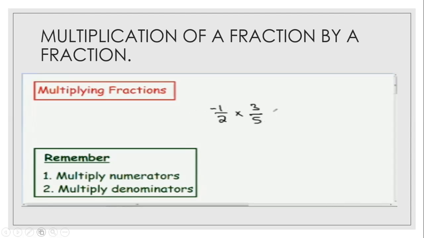So now we can multiply these fractions right away. Once again, we multiply our numerators together. So in our numerator, we're going to multiply our -1 and our 3. And in our denominator, we're going to multiply our 2 and our 5. And this simplifies to -1 times 3 in our numerator, which is just -3. And 2 times 5 in our denominator, which is just 10.